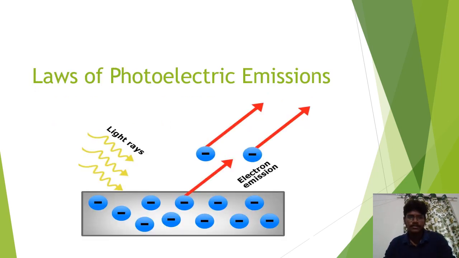My topic name is Loss of Photoelectric Emissions. In this picture, we can see photoelectric emission, where a metal is present on a metal plate. The light rays are passing through it. After the light rays pass, there is an electron emission from the metal plate.